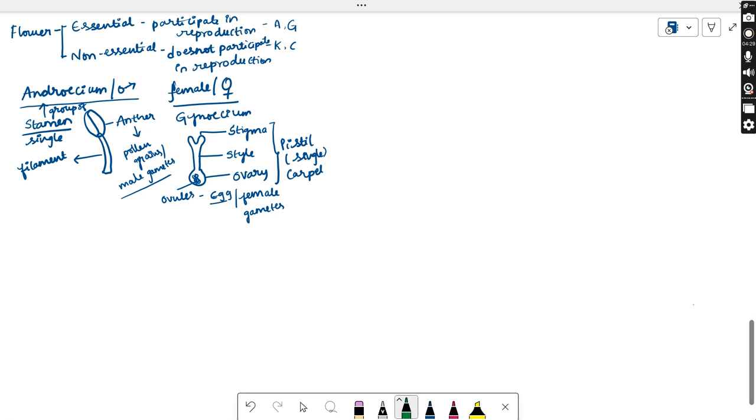Next we have the non-essential parts. As the term indicates, they are not essential for reproduction, but they have separate functions. As they have no role and don't participate in reproduction, we call them the non-essential whorls of the flower. Examples are calyx and corolla. In the floral formula, calyx is represented with the symbol K, corolla with C, androecium with A, and gynoecium with G.